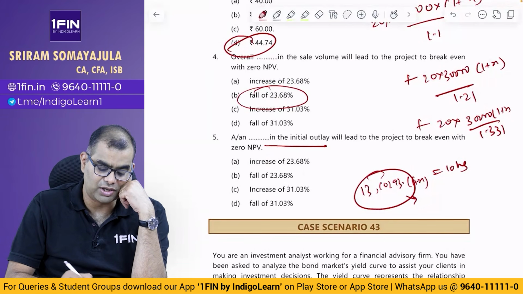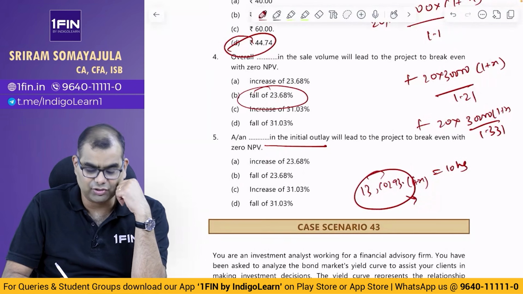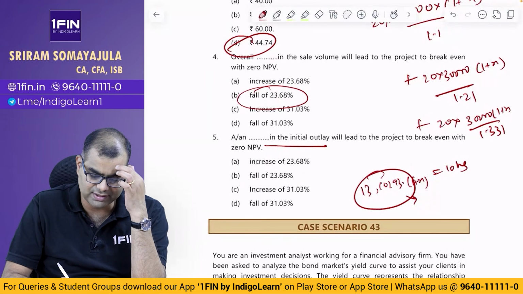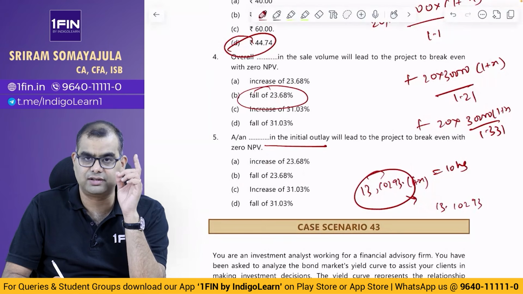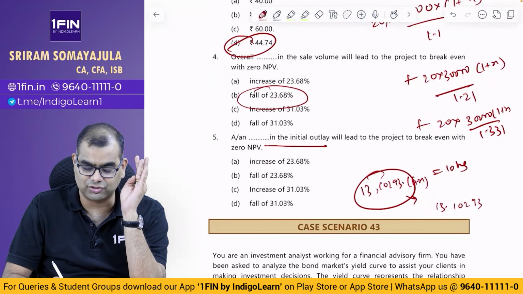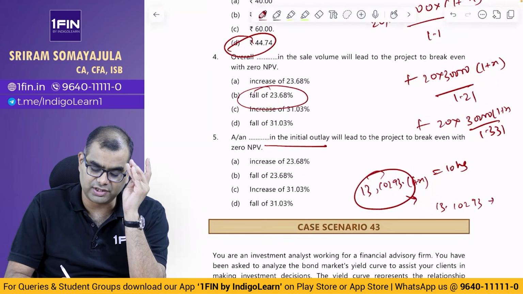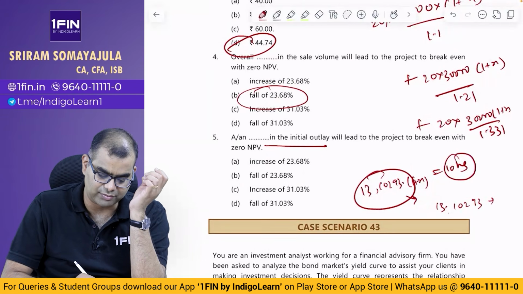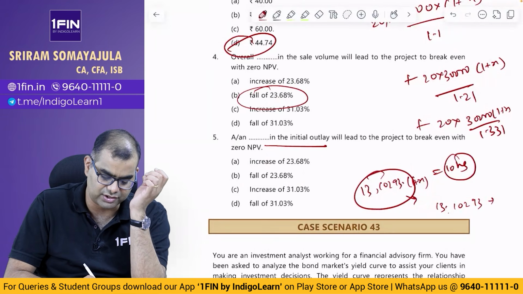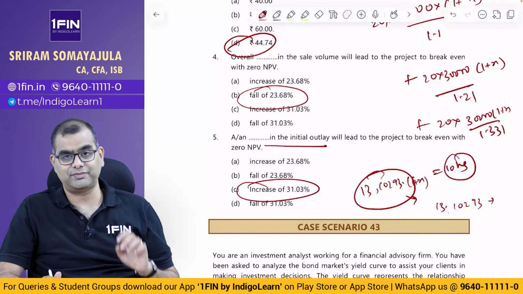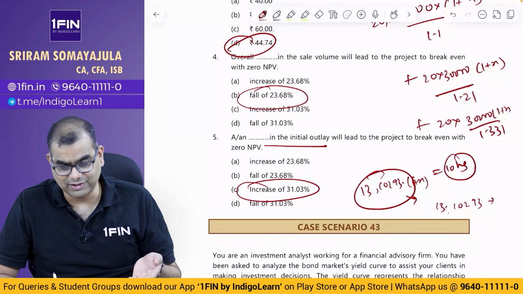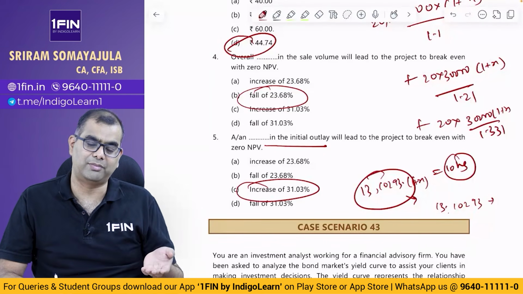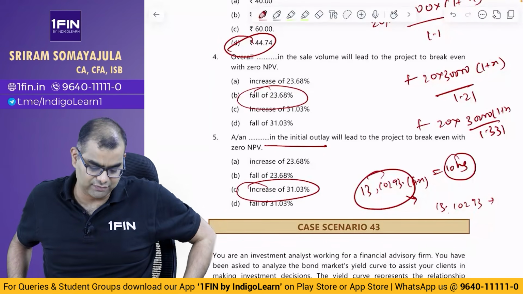How much is the increase in outlay? It is exactly the opposite. See, on a normal basis, you are having 13.10293 as the present value of cash inflows. How much should your project cost increase? From 10 lakhs, it has to increase by 31.029, that is an increase of 31.03%. See, be very careful. I solved it correctly, but I marked it for the wrong question. Please don't make such mistakes.